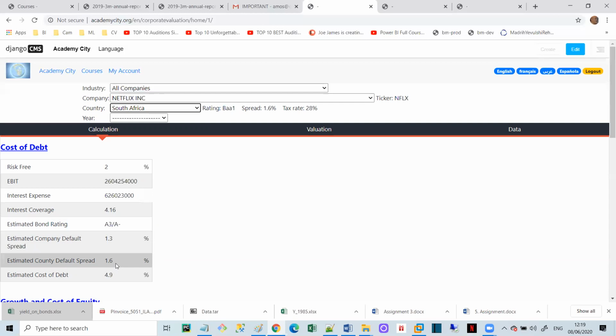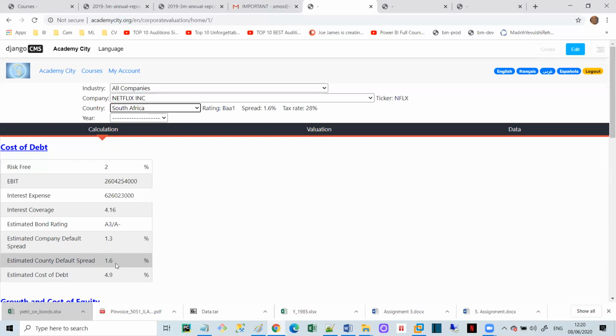So in fact, in the database, I put another one for every country: what is the rating of that country by S&P? In fact, I use the S&P. And according to that, what should be the spread for that country?